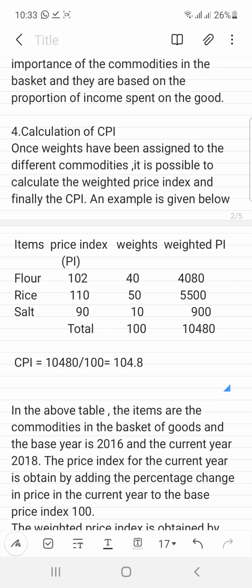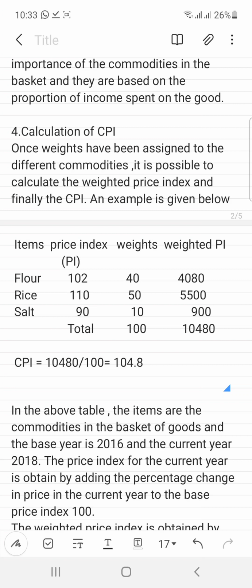Similarly, for rice, if it is 110, it means that the price change for rice is an increase of 10%. For salt, it is 90, which means that the price of salt has decreased by 10%. So decreased by 10%, we will have a negative value of 10. So when we have 100 minus 10 will give us 90.